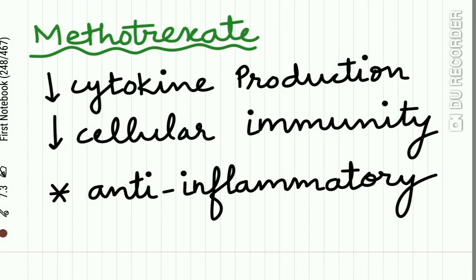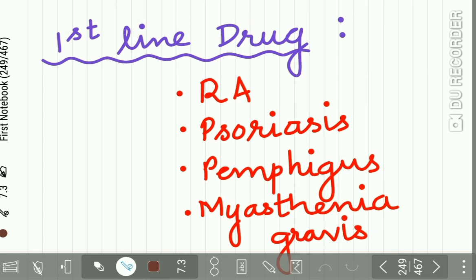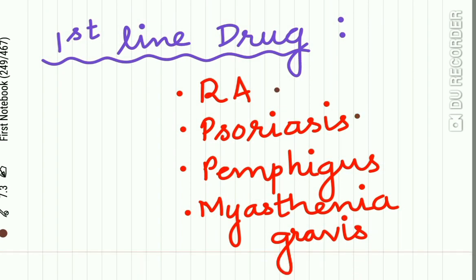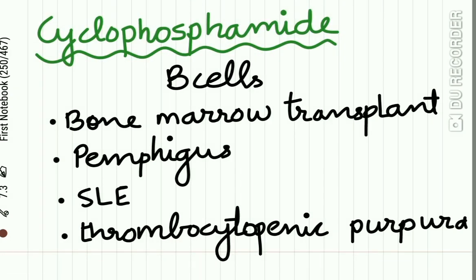Methotrexate reduces the cytokine production and it also reduces the cellular immunity. It has marked anti-inflammatory action and it is the first line drug for rheumatoid arthritis, psoriasis, pemphigus and myasthenia gravis. Cyclophosphamide is another kind of antiproliferative drug which has marked effect on the B cells and on the humoral immunity. The uses of cyclophosphamide are in bone marrow transplantation, in pemphigus, systemic lupus erythematosus and thrombocytopenia.